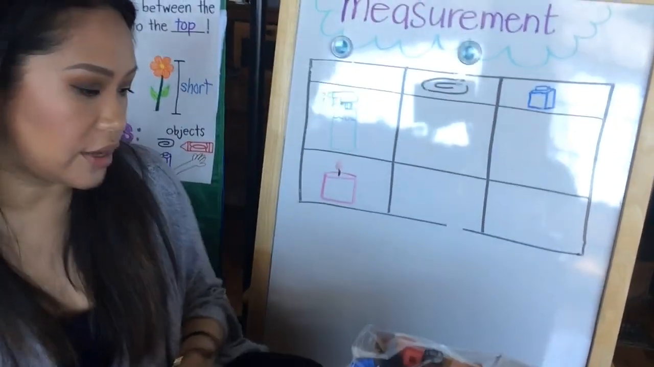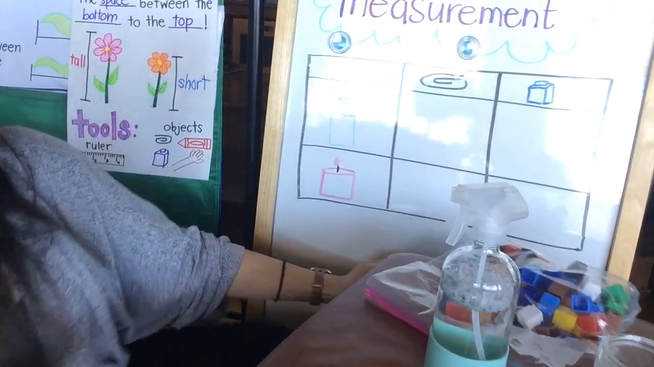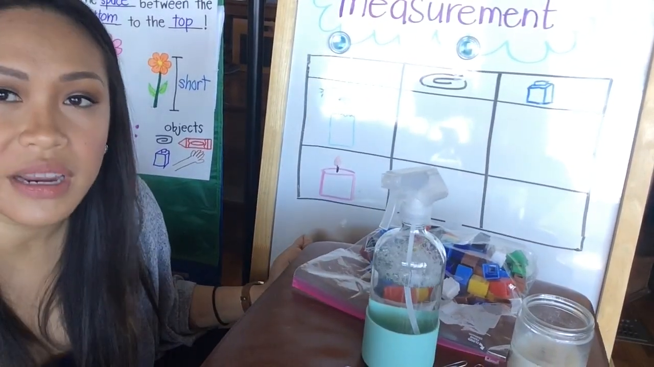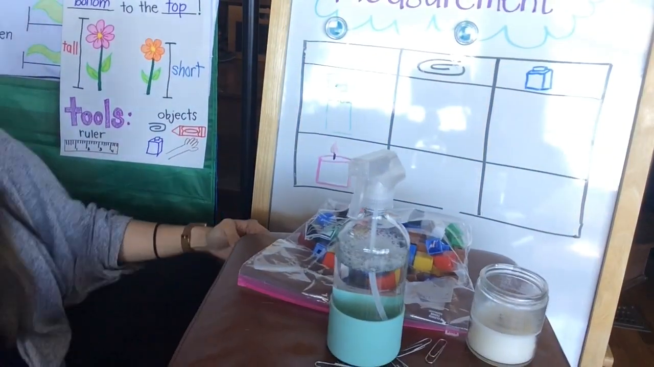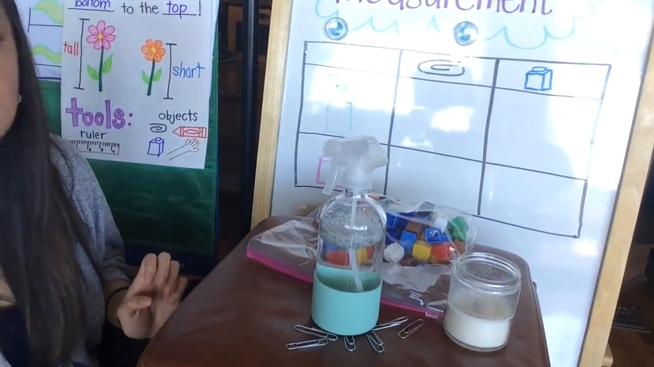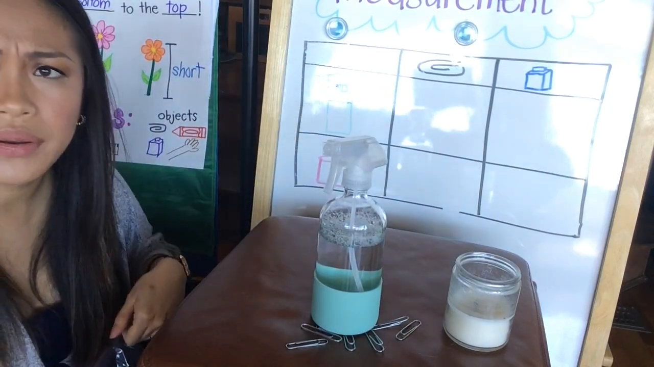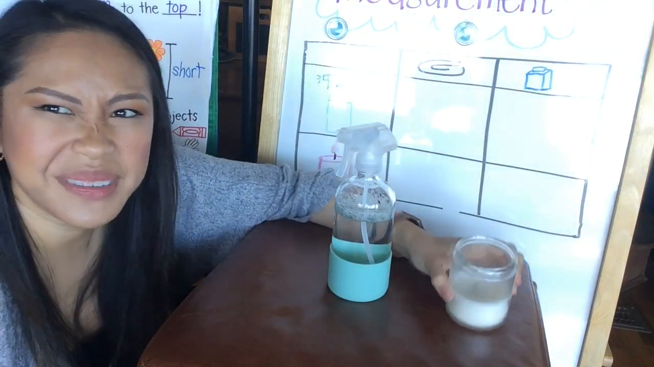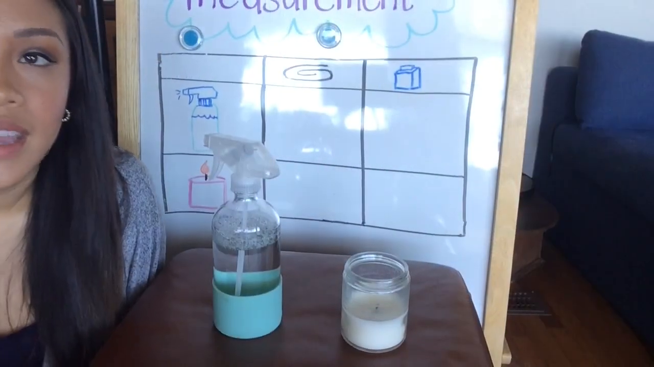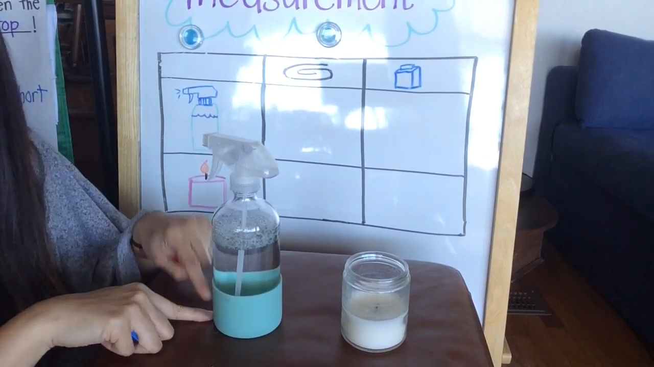Okay, so boys and girls, I have my 2 objects right here in front of me. And remember, if I'm measuring height, I want to go from the bottom to the top. Bottom to the top. Let's start with our spray bottle first, okay? And let's use our cubes. I want to use cubes first. All right, boys and girls, are you ready to help me with the cubes? We're going to start at the bottom and then measure to the top.